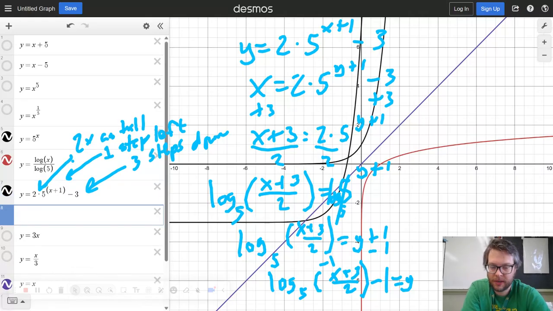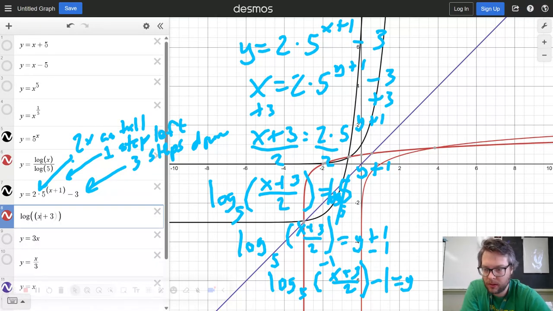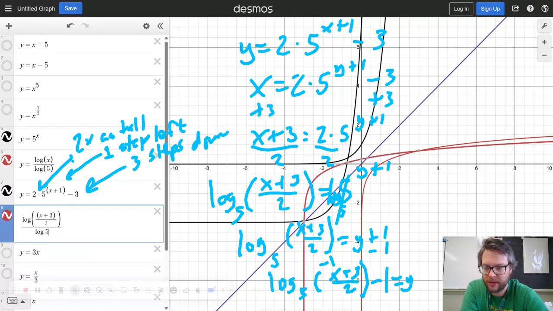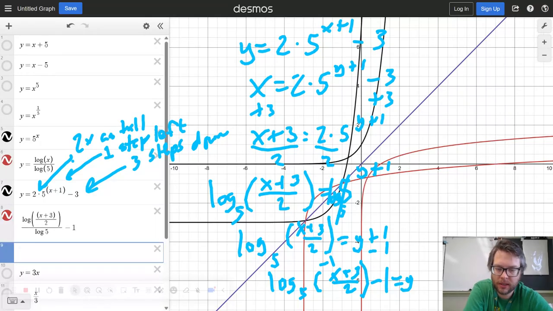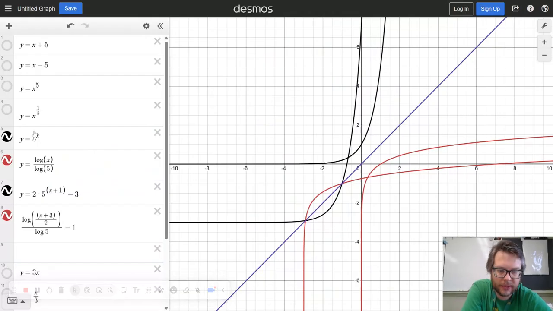So I'm going to type this in just by using that change of base idea. So I got log of x plus 3 over 2, then log 5, just to get it to be a base of 5, minus 1. And you can see again that that is a perfect reflection over the line y equals x. And you can see that it obeys those same rules of shifting down 1, 3 to the left, and getting wider compared to my black one that shifted 1 to the left, 3 down, and twice as tall.